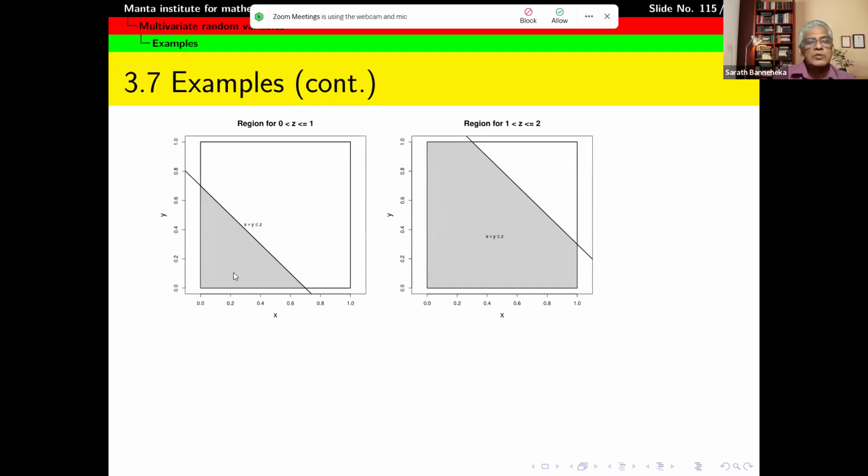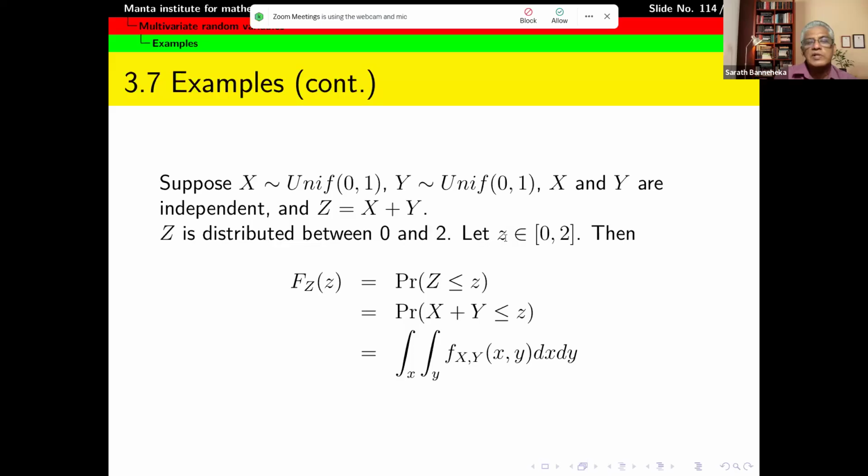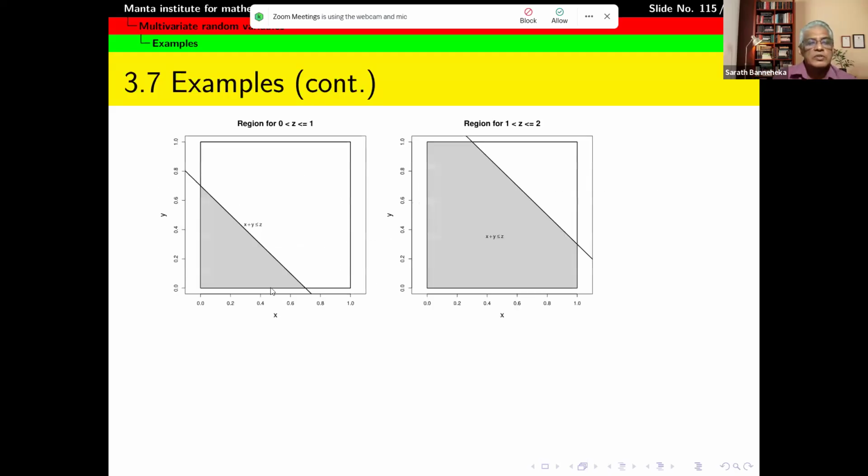Using two pictures, because the picture will be different depending on the Z value we select. This Z can be anything between 0 and 1. As I mentioned, the support of the joint density is x going from 0 to 1 and y going from 0 to 1. But now what you want is the area where x plus y is less than or equal to z.